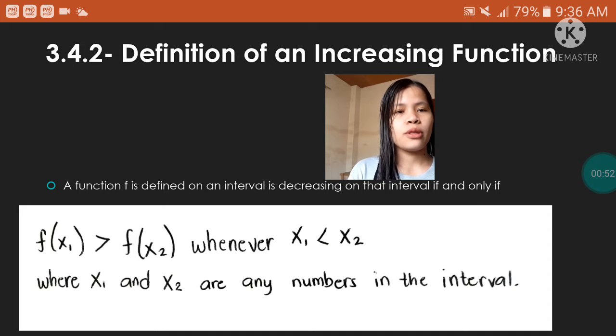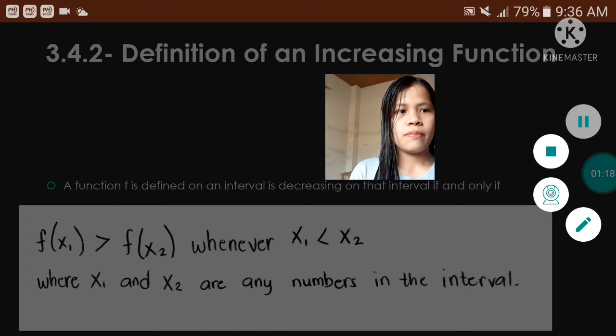In 3.4.2, definition of a decreasing function. A function f defined on an interval is decreasing on that interval if and only if f of x sub 1 is greater than f of x sub 2, whenever x sub 1 is less than x sub 2, where x sub 1 and x sub 2 are any numbers in the interval.